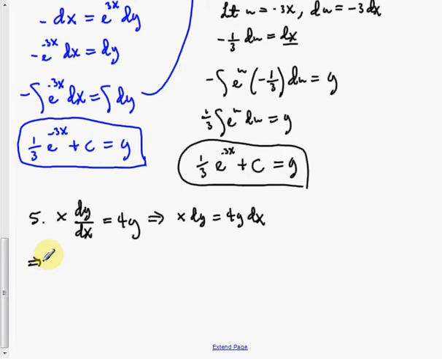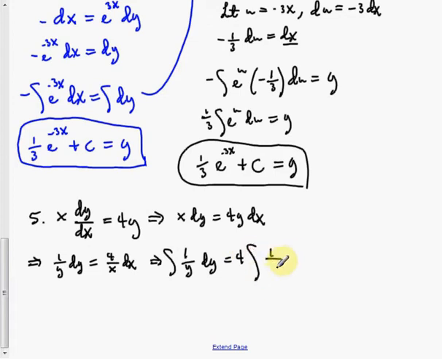And then the next thing that we want to do is to divide both sides by x, divide both sides by y. So in doing that, we have 1 over y dy is equal to 4 over x dx. Now we integrate both sides. There's the integral of 1 over y dy is equal to 4, or if you're from South Alabama, 4 times the integral of 1 over x dx.